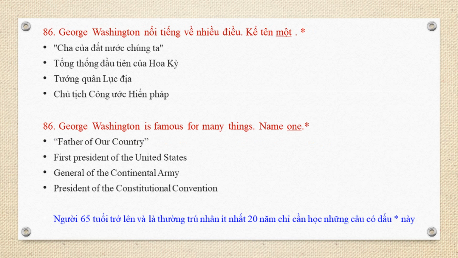86. George Washington is famous for many things. Name one. Father of our country. First President of the United States. General of the Continental Army. President of the Constitutional Convention.